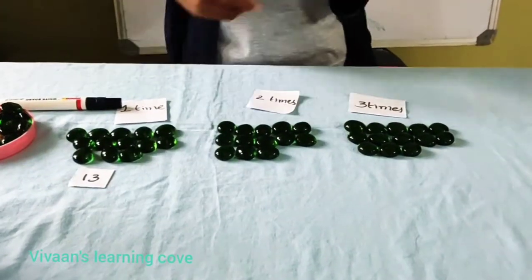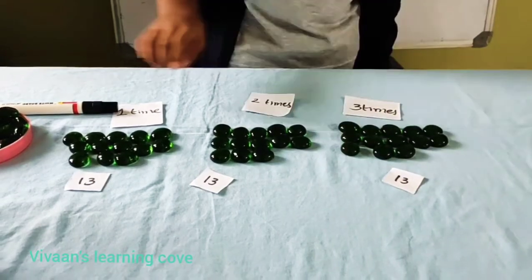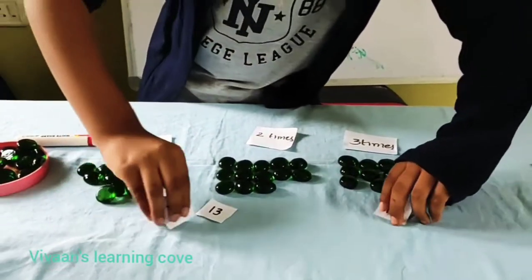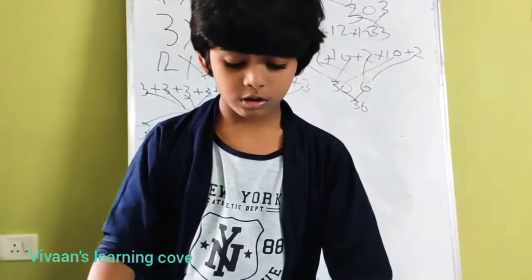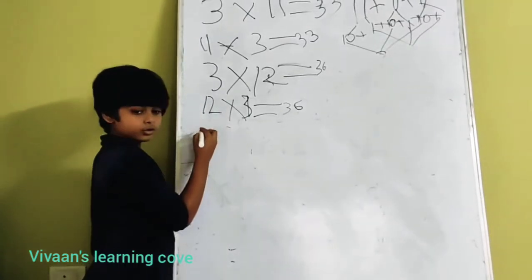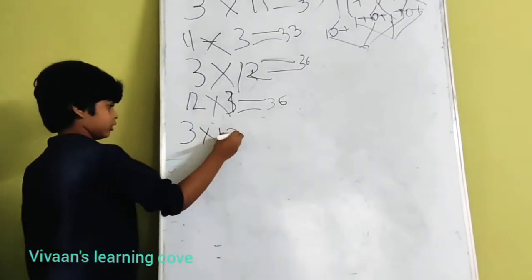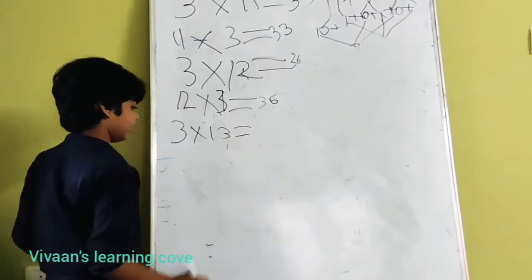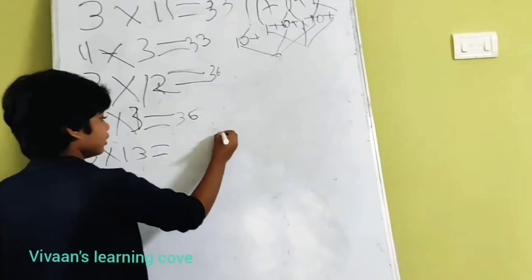Represent there are 13 in group 1, 13 in group 2, and 13 in group 3. See, there are 3 13s. Means it's 3 times 13. Now, let's do 3 times 13. 3 times 13 equal to.